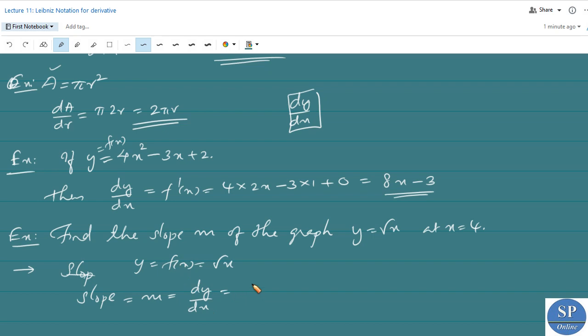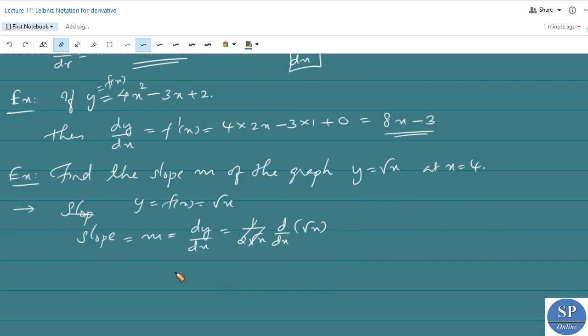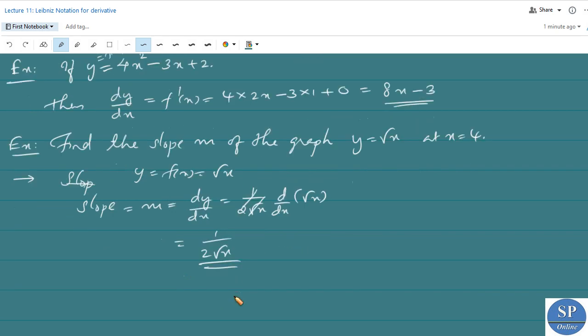Which is equal to 1 by 2 root x, because we can write d by dx of root x. We already know that d by dx of root x is 1 by 2 root x. So at the point x equals 4, the slope m is equal to dy by dx at x equals 4, which is 1 by 2 into root of 4, that is 1 by 2 into 2, that is 1 by 4.